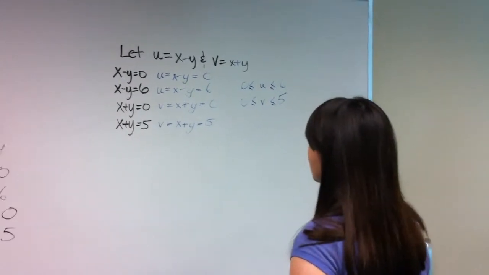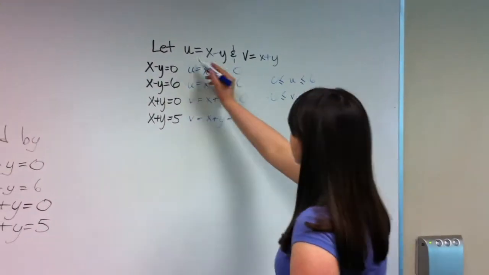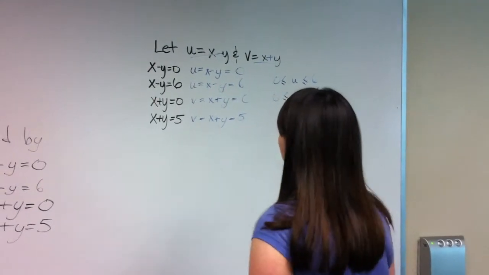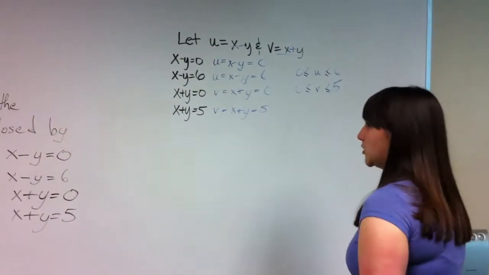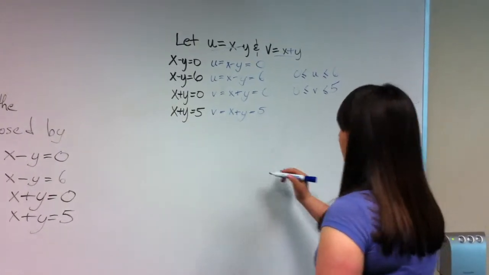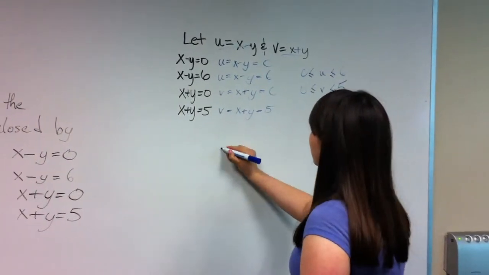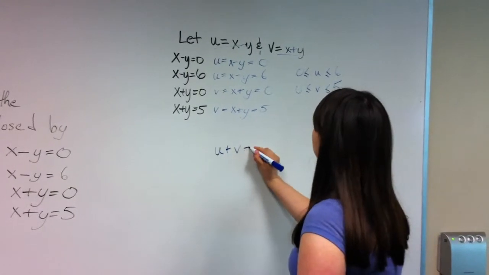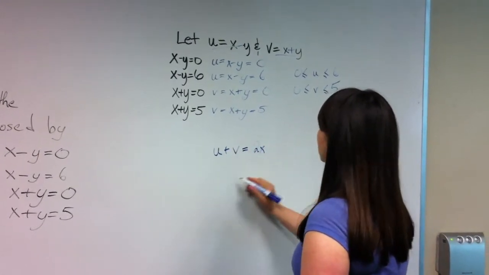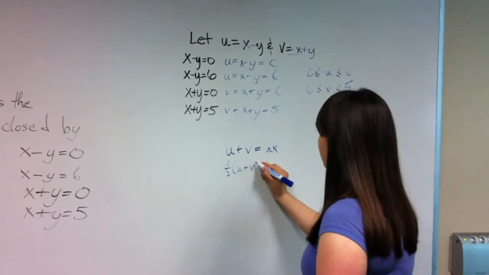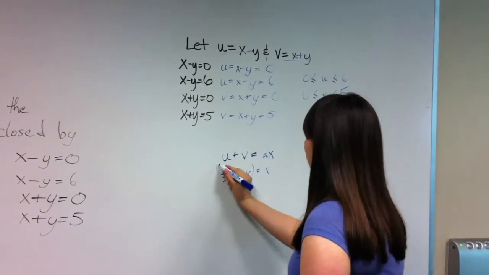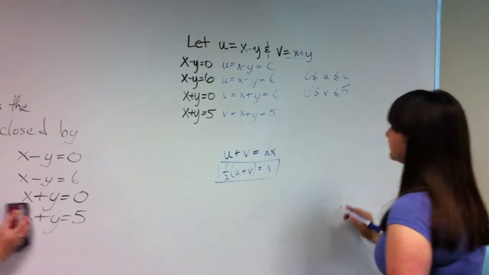And now we can use these equations up here to solve for x and y using a system of equations, and then we can find the Jacobian for that to complete the transformation. So if we add these two together, we get u plus v equals 2x. And if we divide by 2, we get 1/2 (u plus v) equals x. And that will be our x function.